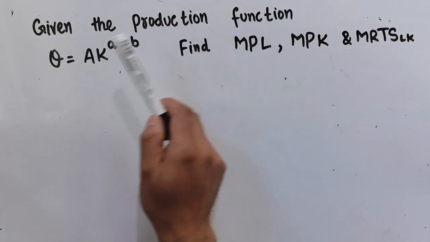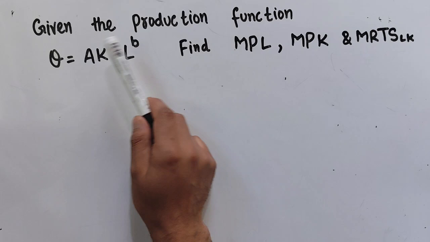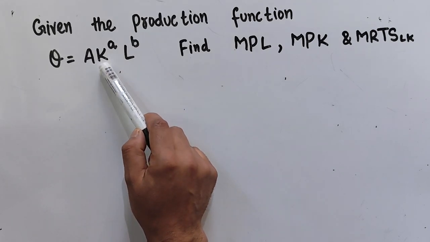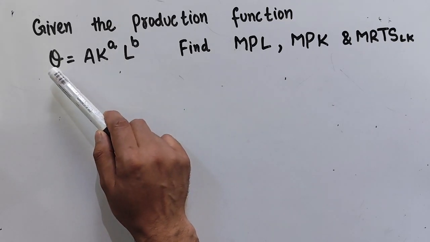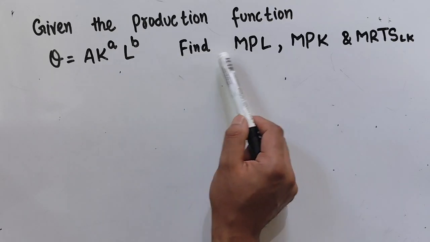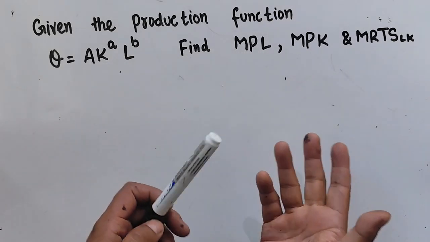Given the production function as Q equals A times K to the power a times L to the power b, where Q is the output, A is the total factor productivity, K is the units of capital employed, L is the units of labor employed, a denotes the output elasticity of capital, and b denotes the output elasticity of labor. We need to find the marginal product of labor, the marginal product of capital, and the marginal rate of technical substitution between labor and capital.